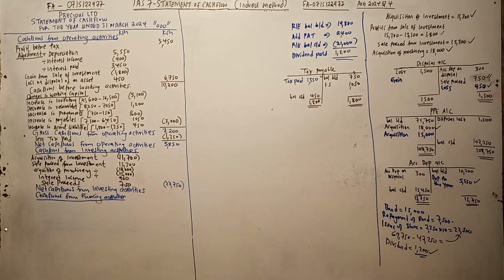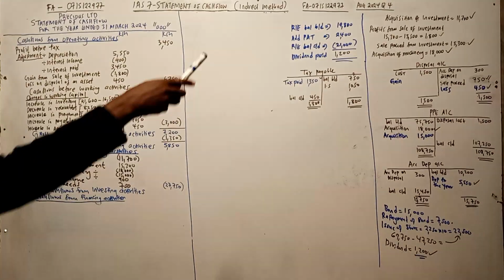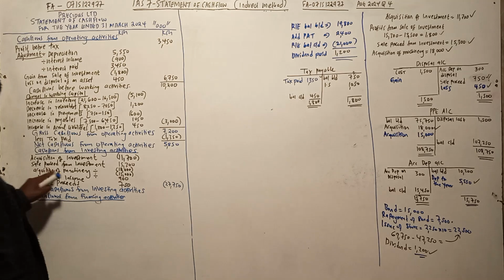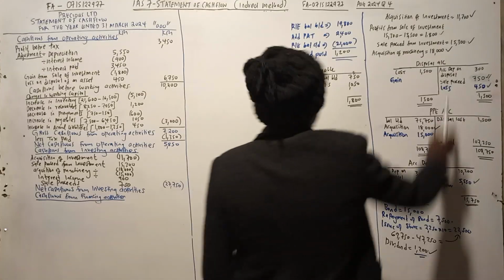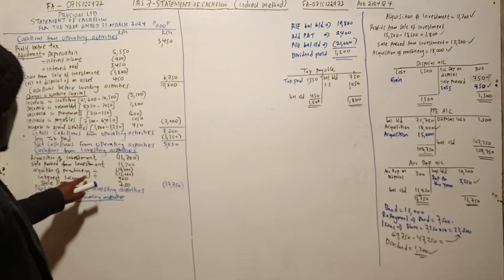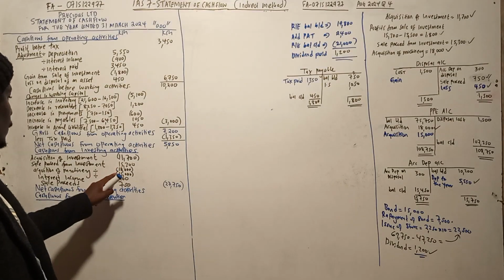So that is net cash flow from operating and investing activities. So we have the acquisition of investment 11,700. That one tuliona iko kwanza huko juu. Then sales proceeds from investment 15,300. Ndio hii hapa 15,300. Acquisition of machinery ilikuwa mbili, we had 18,000 na 15,000.